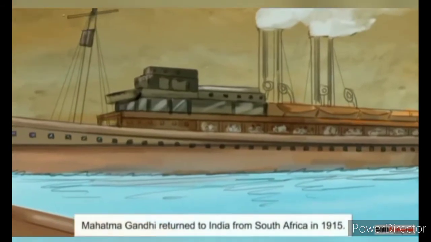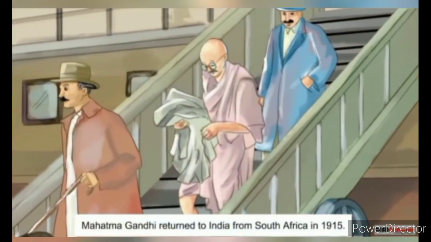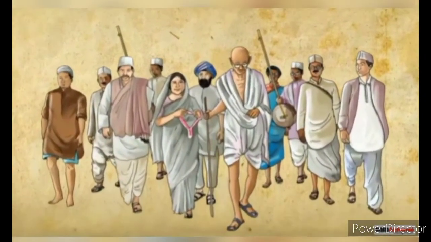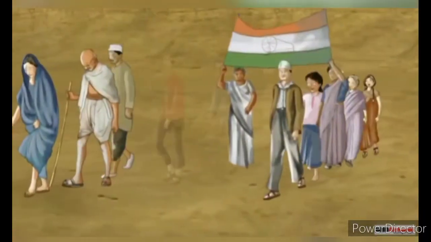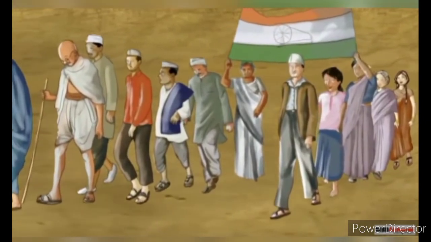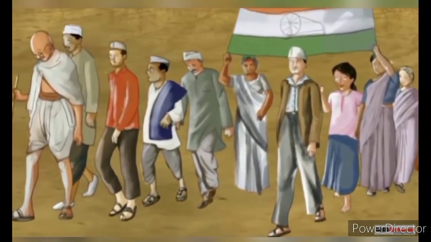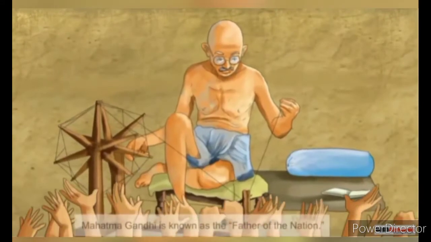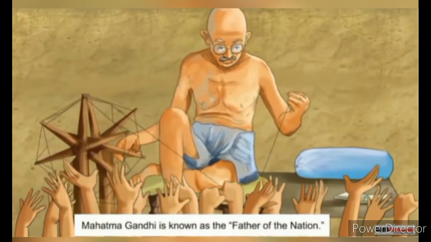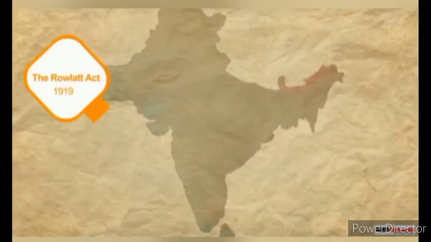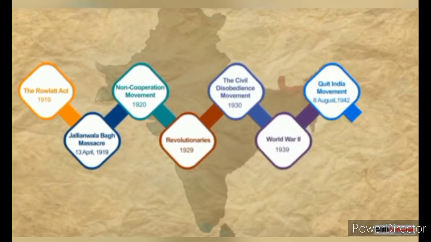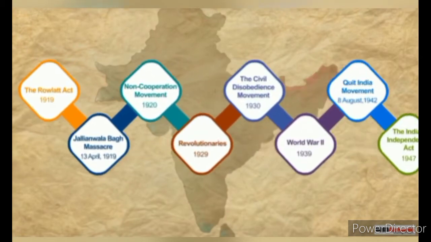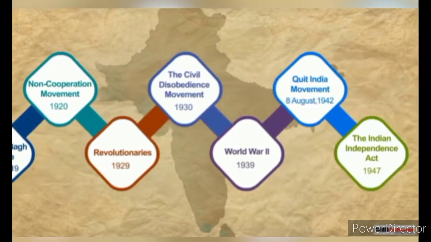Mahatma Gandhi returned to India from South Africa in 1915. A new era began in the Indian national movement with his arrival. He influenced the freedom movement to a great extent. Because of his immense contribution to the nation, he is rightly known as the father of the nation. A series of significant events took place after his arrival. Let's look at these events one by one.